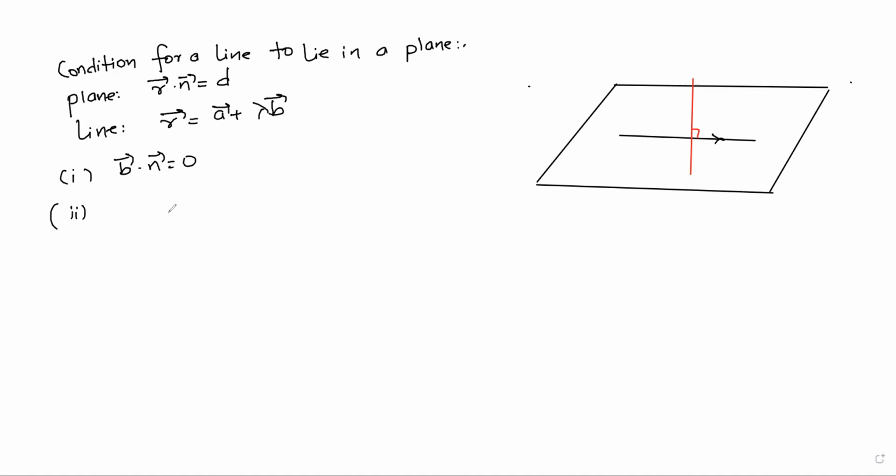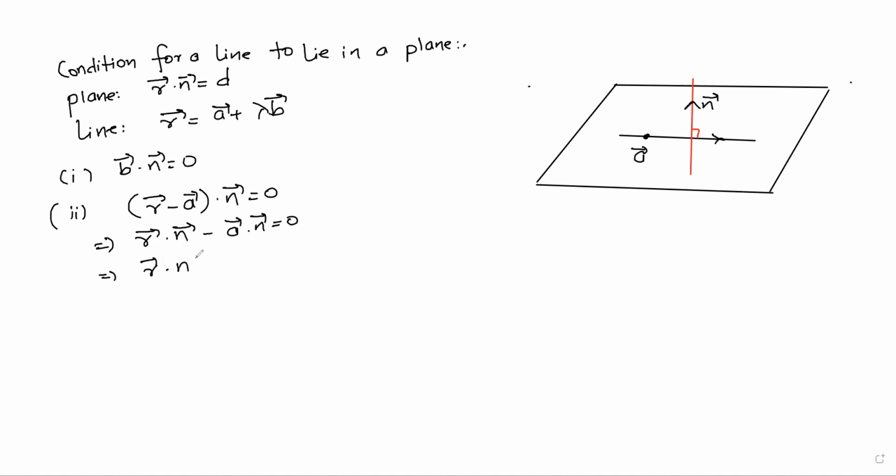Okay. Now the second condition. Suppose we need to find the equation of this plane. So what is given to us? This line lies in this plane, so its position vector is a. We got one point here. This is the position vector, and this is the normal. So if we need to find the equation of the plane, then (r minus a) dot n is equal to zero. Let us solve this. r dot n minus a dot n is equal to zero. This will give you r dot n is equal to a dot n.